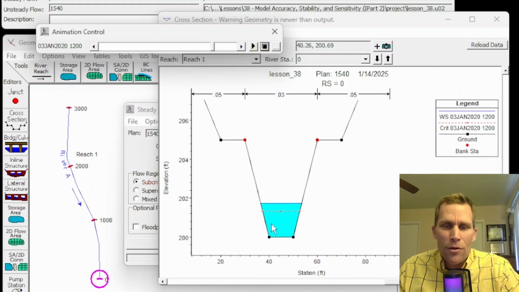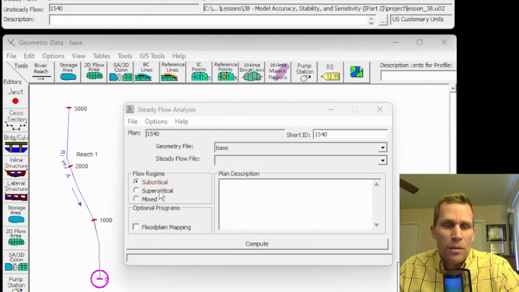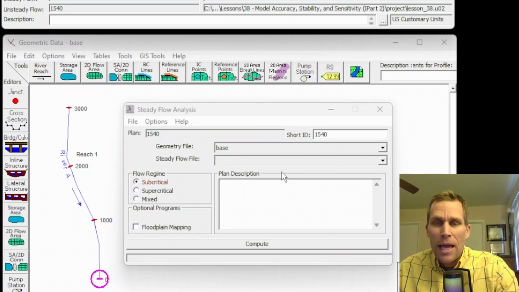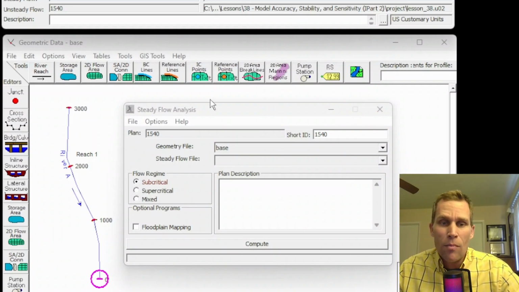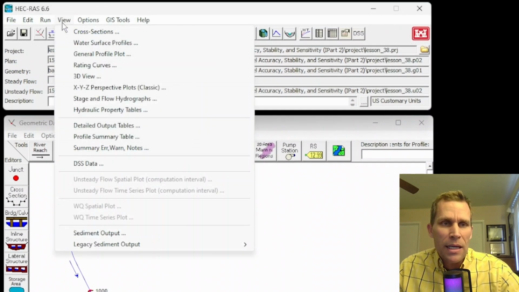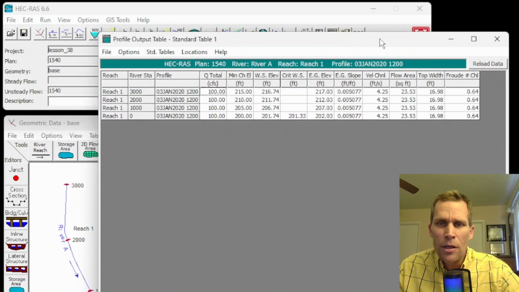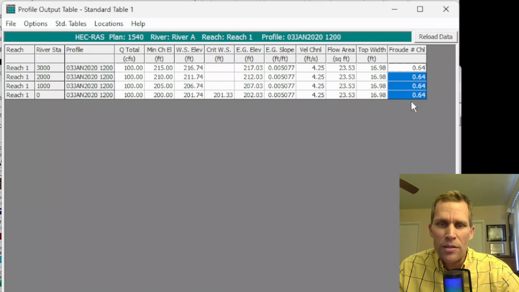But if your water surface elevation approaches that critical depth or touches it completely, that's when you may need to change the flow regime to subcritical or mixed, and then change a number of the other parameters in your model to accommodate a potentially more unstable model as a way to prevent instabilities. If we go up to the data and we go View, Results, Profile Summary Table, we have the Froude number right here. It's 0.64, so that's safely in the subcritical zone.